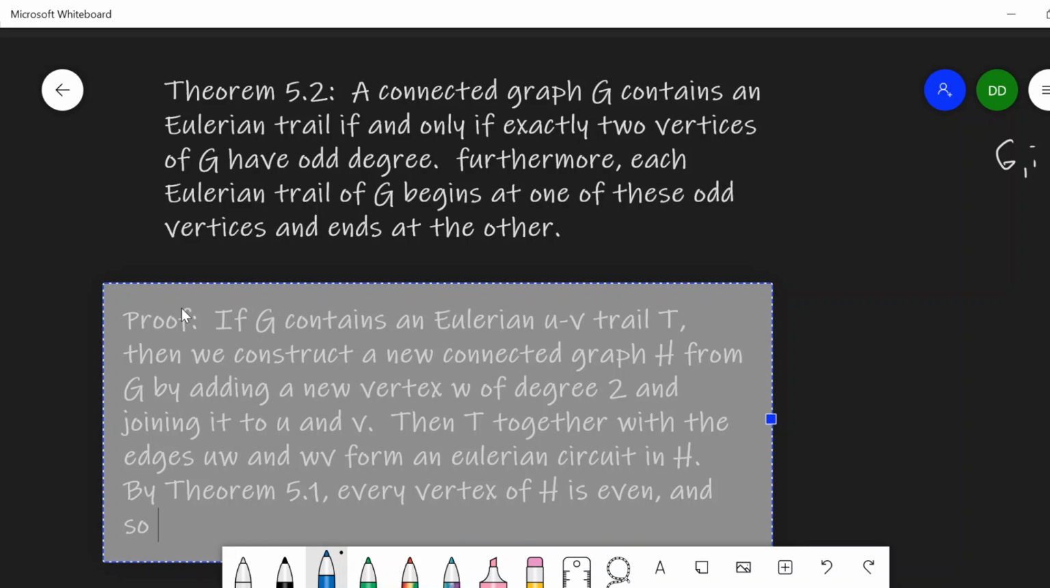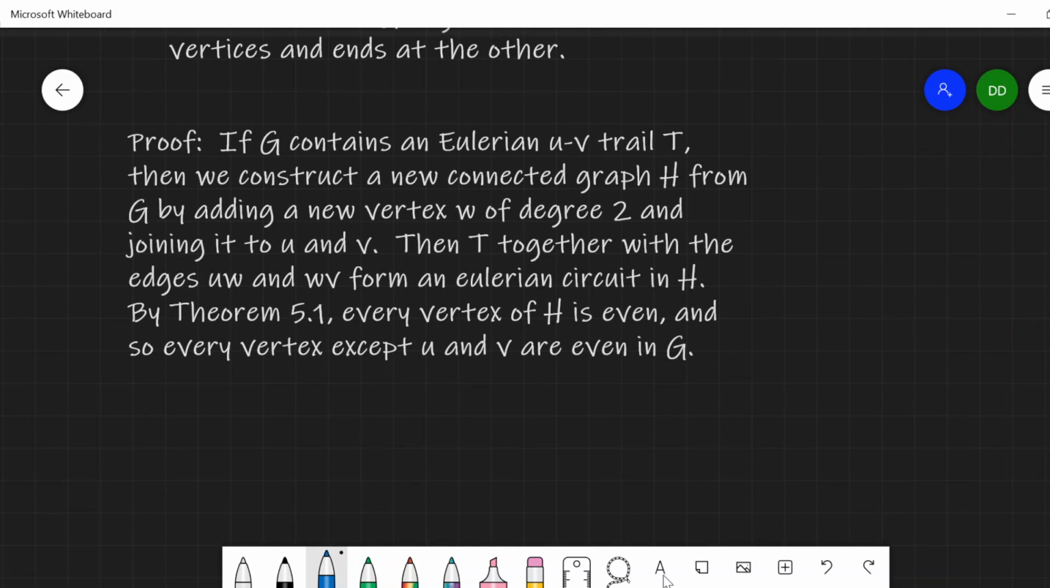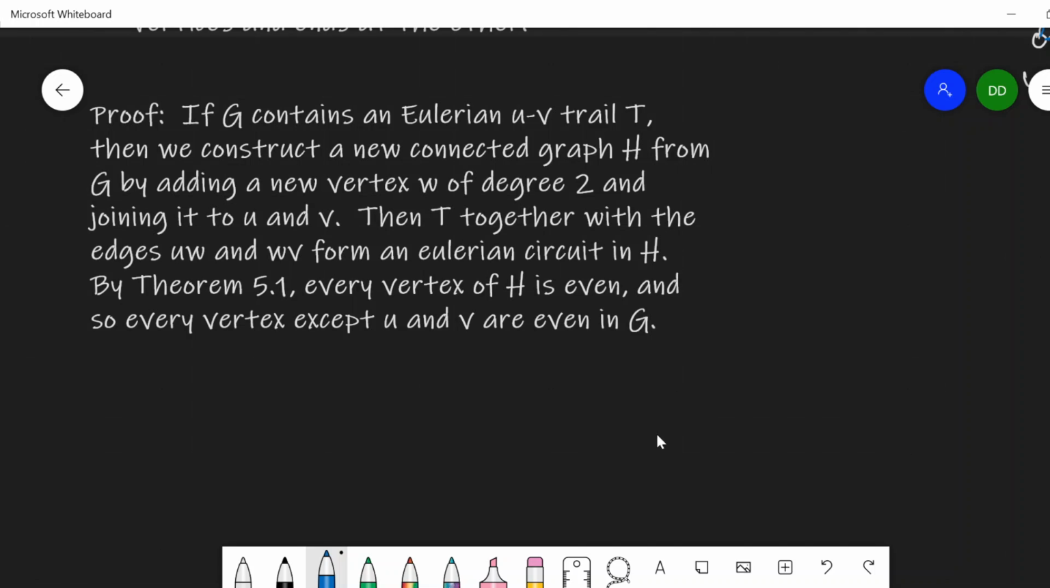And so, since every vertex of H is even, remember H was obtained from G by adding this vertex W and joining it to U and V. So every vertex except for U and V in G must be even. So U and V are the only odd degree vertices in G. And that's the forward direction. So if it has an Eulerian trail, it has two vertices of odd degree. Cool. Let's look at the backward direction.